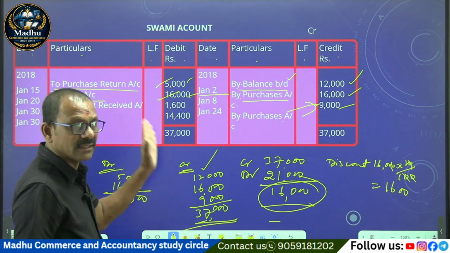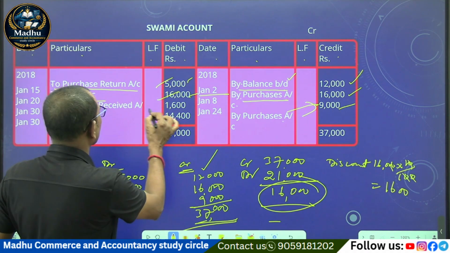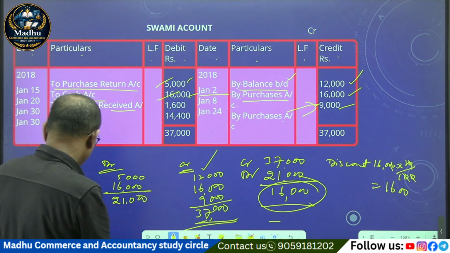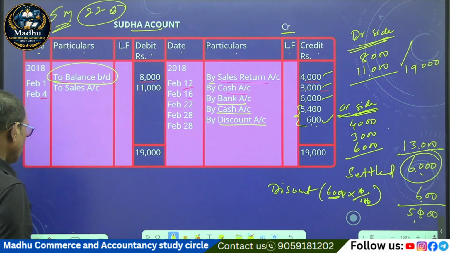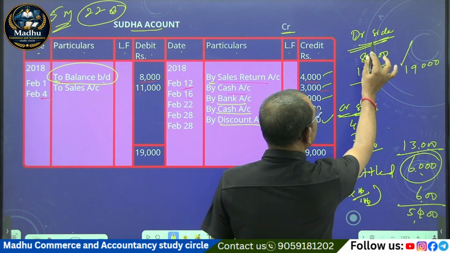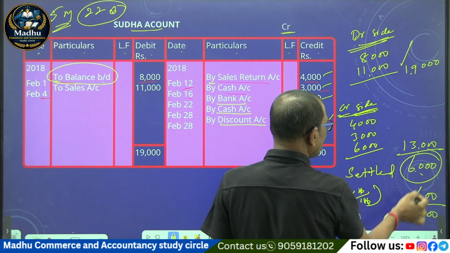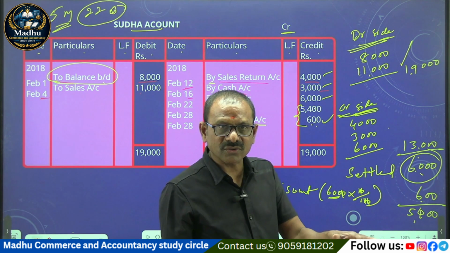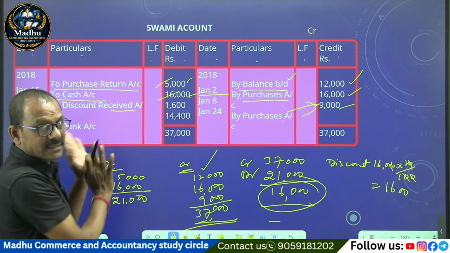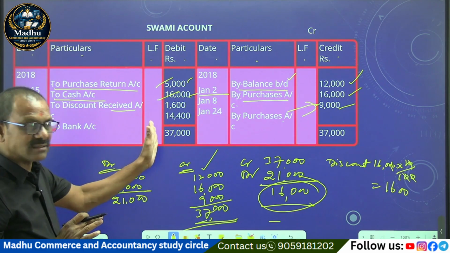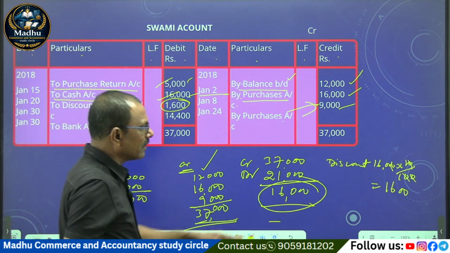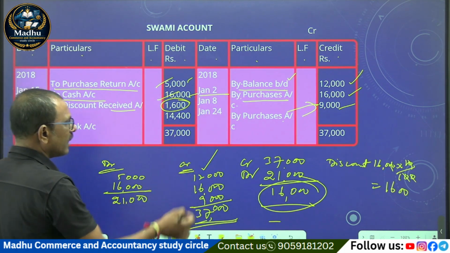So we recorded it here. Which side is less? The debit side is less. On the less side we have to write the discount. In the previous problem, the credit side was less in Sudha account, so we recorded it on that side. Here the credit side has less amount and the debit side has more amount, so we settled the credit side. The less side we have to settle. In this problem the debit side is less, so we have to settle this side. So the discount is 1600, and we record 1600 rupees here.